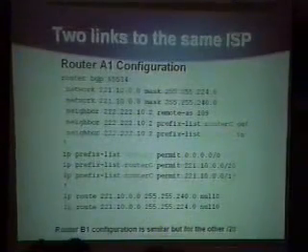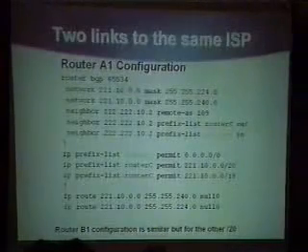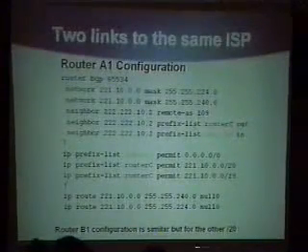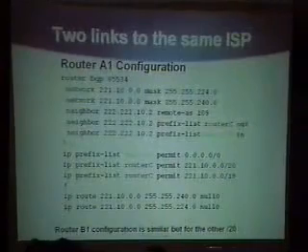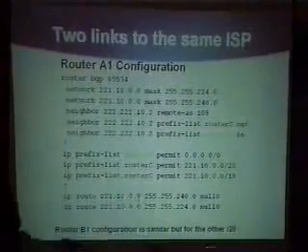Router D1 configuration is similar, but for the other /20. Right? All your customers will have this configuration. The addresses will be different, but otherwise the configuration will be all the same.